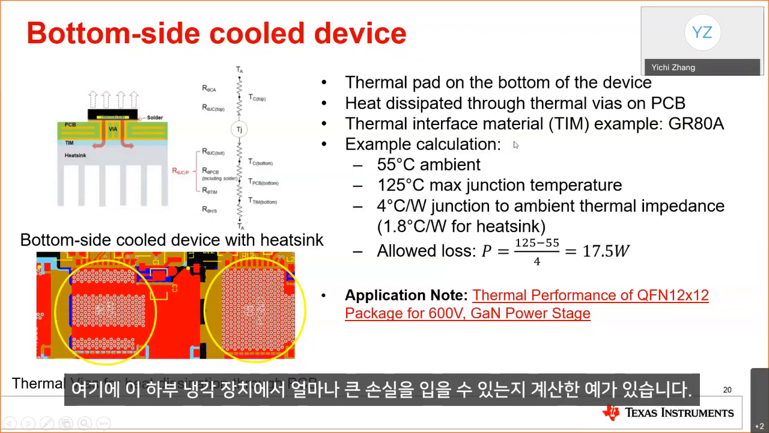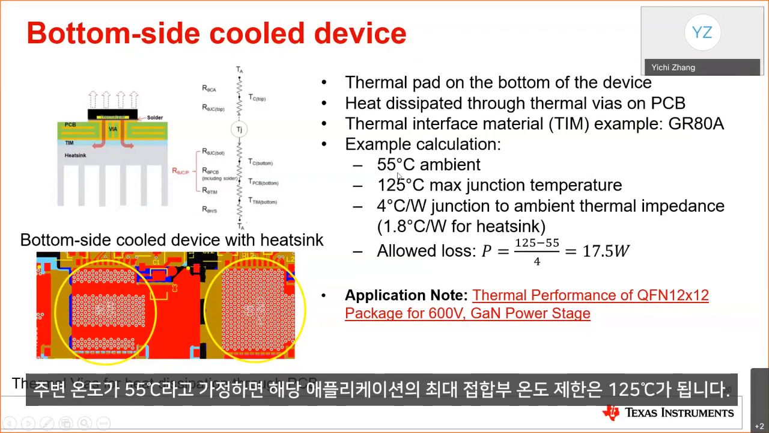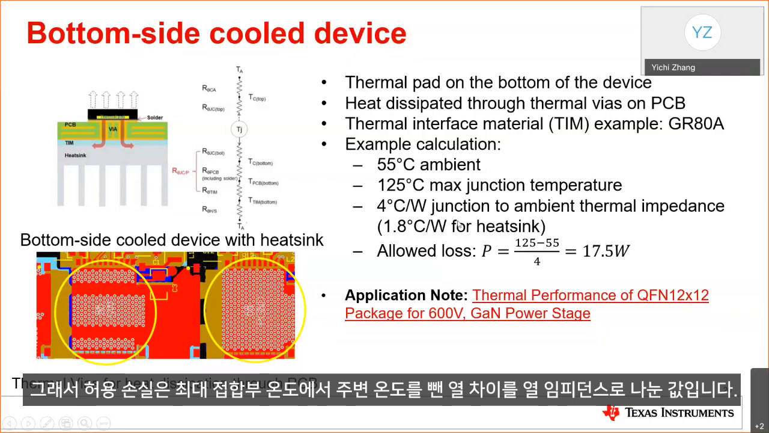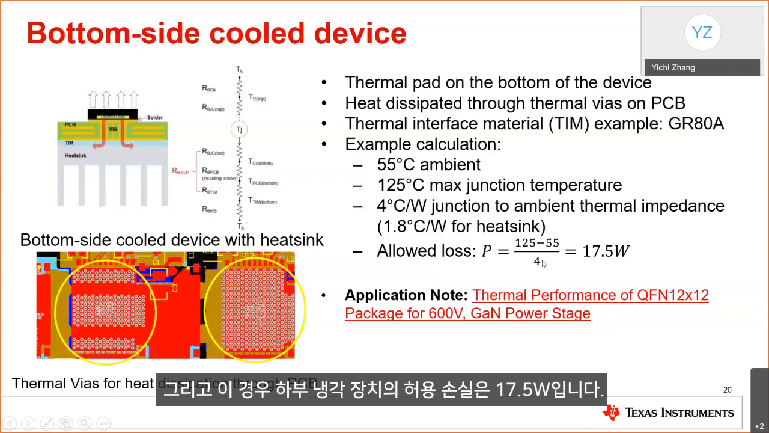So here's a calculation example of how you can estimate how much loss you can have with this bottom side cooled device. Assume you have 55 degrees C ambient and a 125 degrees C maximum junction temperature limitation for your application. Then we're estimating 4 degrees C per watt junction to ambient thermal impedance, assuming there's 1.8 degrees C per watt for the heatsink. So allowed loss is just the difference between the maximum junction temperature and the ambient temperature, divided by the thermal impedance. In this case, the allowed loss for this bottom side cooled device is 17.5 watts.